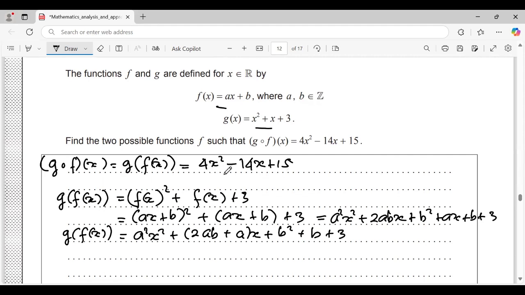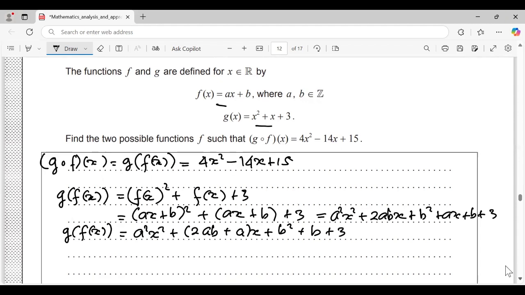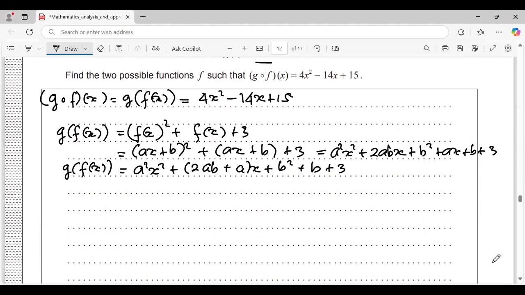According to the information, the function g of f of x is as well this one. So it means we can state that a squared x squared plus (2ab plus a)x plus b squared plus b plus 3 equals 4x squared minus 14x plus 15.